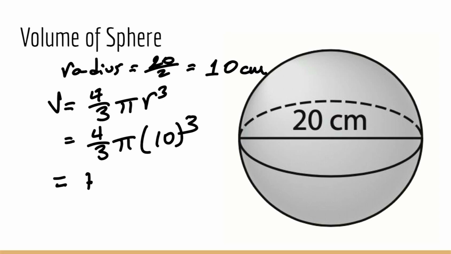So what I got was 4,186.6 repeating. So we're just gonna call it 4,186.7. And that's gonna be centimeters cubed. Pretty easy, right? Sphere, pretty basic formula. All we have to do is plug in for radius.